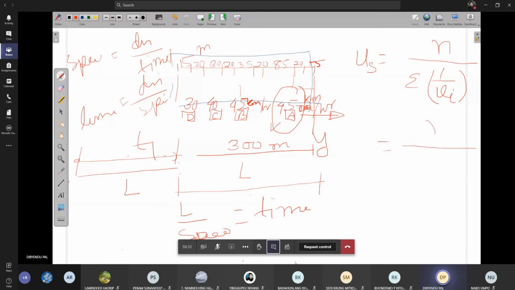So this was n divided by summation of time over distance. Now this distance is the same for all the vehicles, so I can simply take the distance to the top. So the distance is L, and I can write L n divided by summation of Ti.